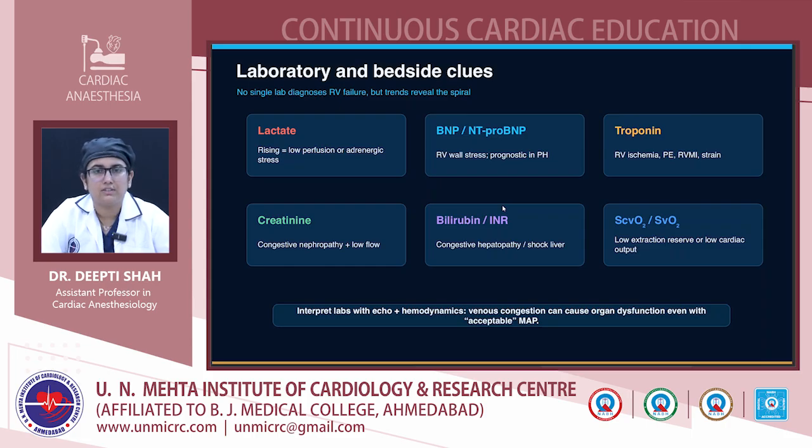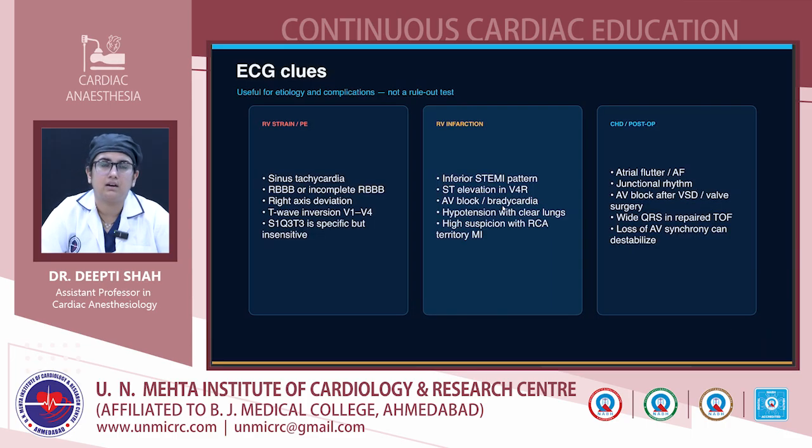And we can also measure venous oxygen saturation. If the venous oxygen is falling, it means that the oxygen supply to the organs might be decreased, or there is a high extraction of the oxygen being supplied, which results in a low extraction reserve or low cardiac output. Thus, we need to correlate everything, that is the hemodynamics, the laboratory parameters, and the venous congestion, which can cause organ dysfunction even with an acceptable mean arterial pressure.